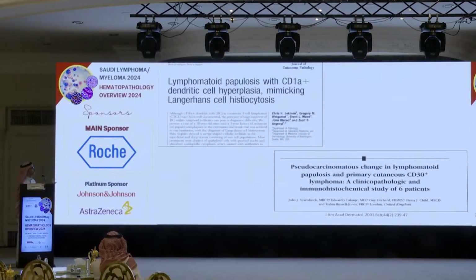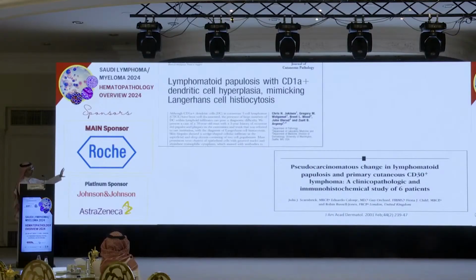So clinically, it looks like LYP, but under the microscope, you see a lot of dendritic cells. Initially, you may think that this is Langerhans histiocytosis, but again, the atypical lymphocytes and the presentation are different. I have also seen one case of pseudocarcinomatous change in LYP. So there is LYP, and on top of that, there is pseudocarcinomatous hyperplasia. In that case, the initial biopsy was a superficial shave biopsy.